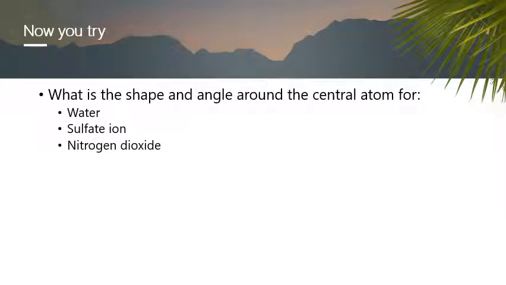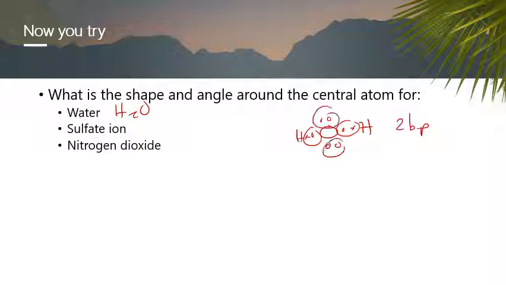Now let's look at the shapes and angles around the central atom for water, sulfate ion, and nitrogen dioxide. You try it first, then continue. Water is H2O. If you drew it right, it should look like this. Let me count. 1, 2, 2 bond pairs. 1, 2, 2 lone pairs. So 2 bond pairs and 2 lone pairs should give me bent, 105 degrees.